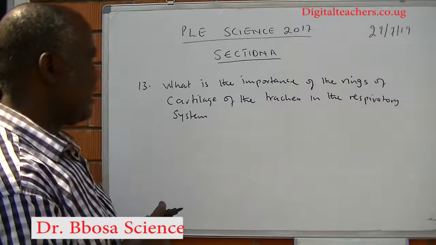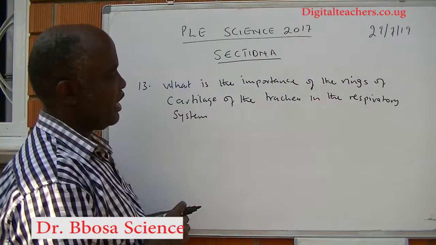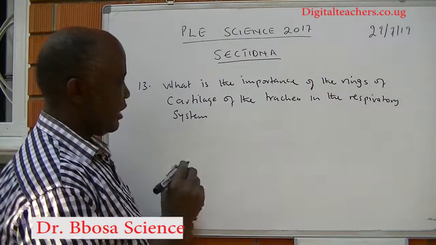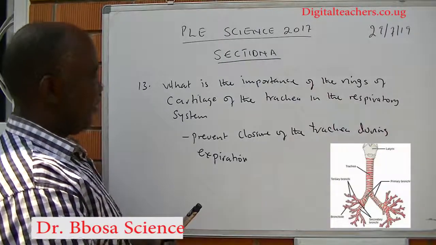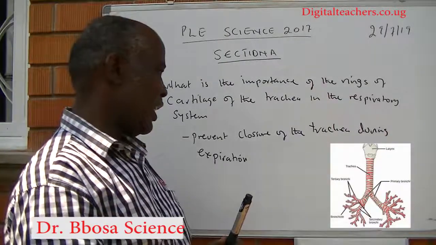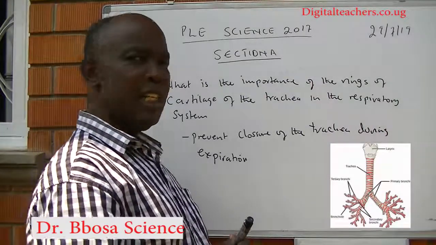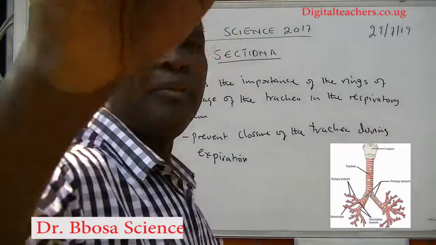Number 13, what is the importance of rings of cartilage of the trachea in the respiratory system? To prevent collapse or closure of the trachea during expiration.